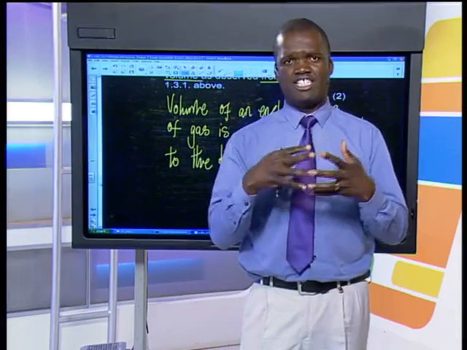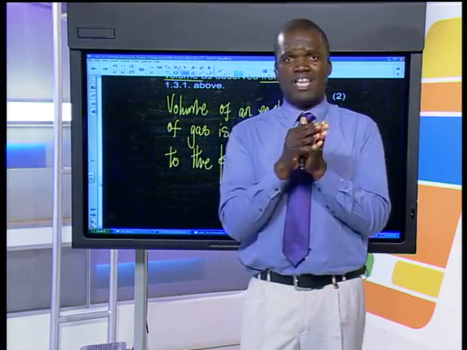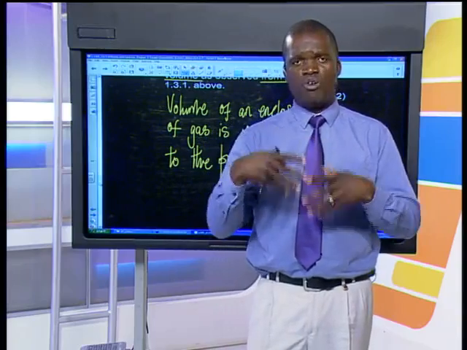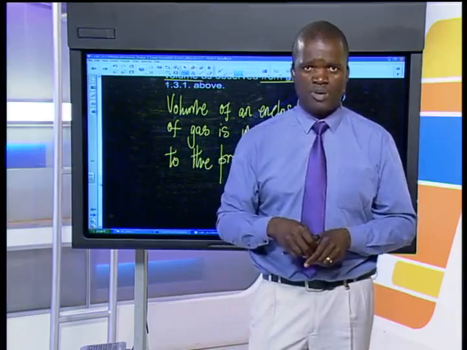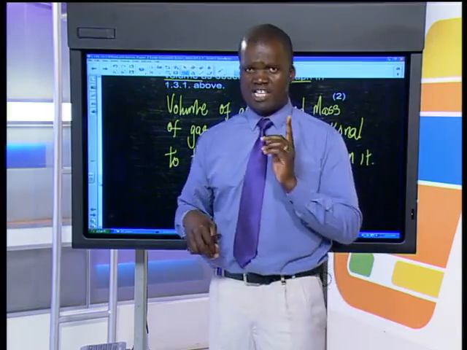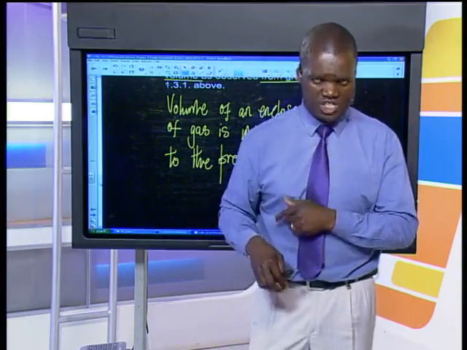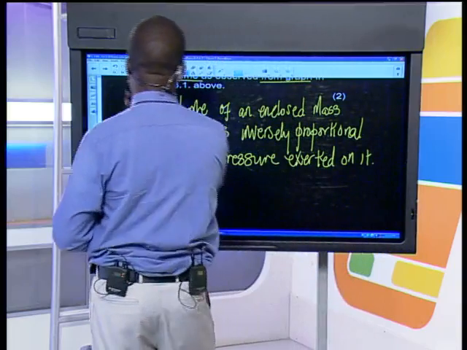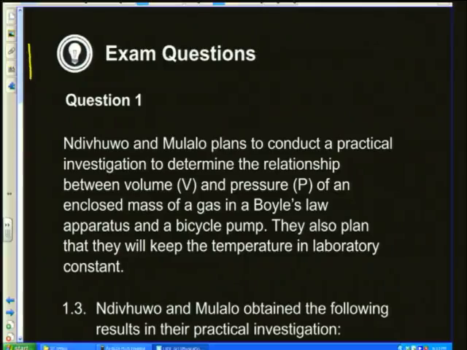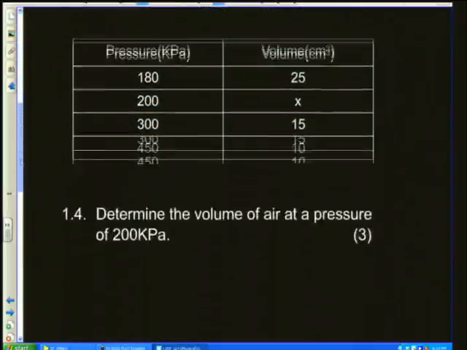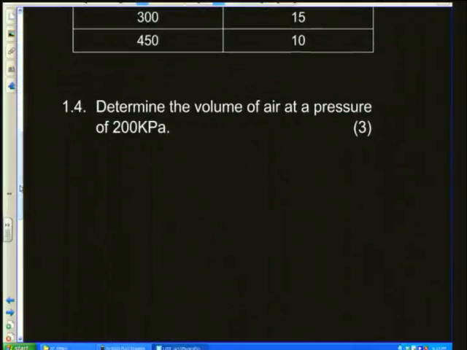So that's the relationship that is shown by what we find out from, that is represented by the graph, of course, and the results they obtain from the what? From the table. So now let's move on and look at the next question. They say, in question number 1.4, determine the volume of air at a pressure of 200 kPa.